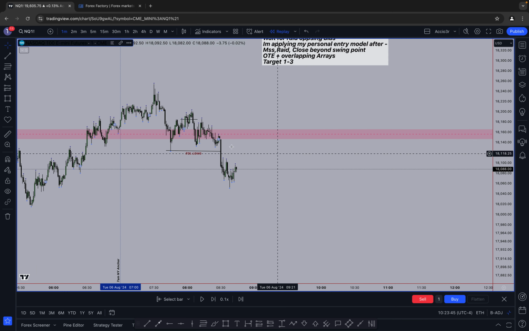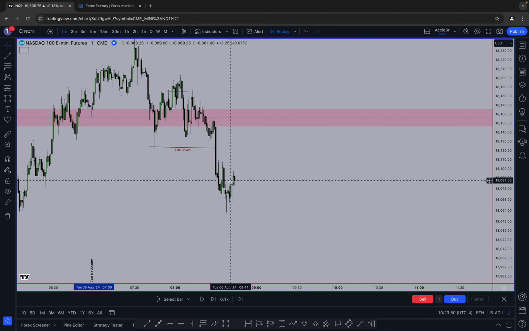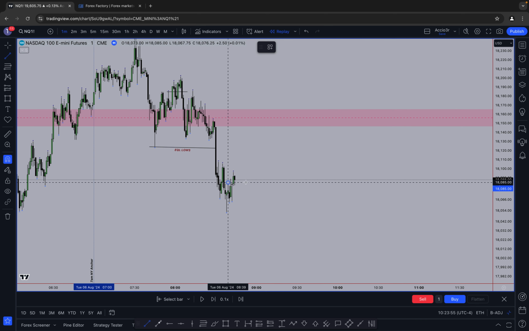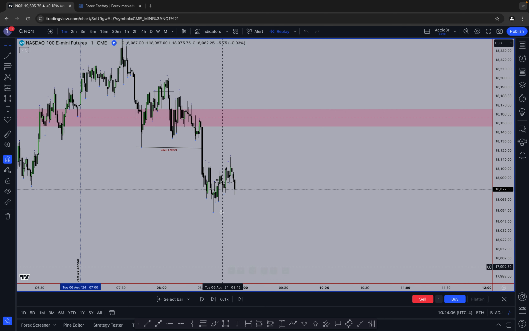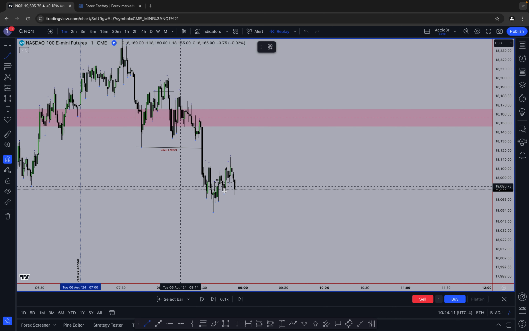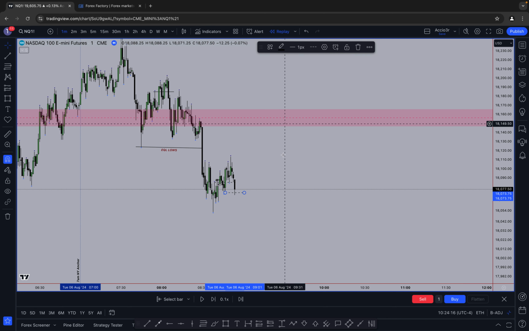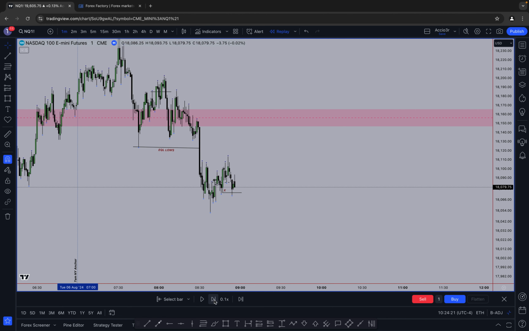Okay, so we raided these equal lows here, and we now have a shift in structure. So now I'm waiting to see a swing low get raided, and as you can see, we raided this and we have also raided this. So I'm going to annotate that on my chart. Now I'm waiting to see price close above swing high.